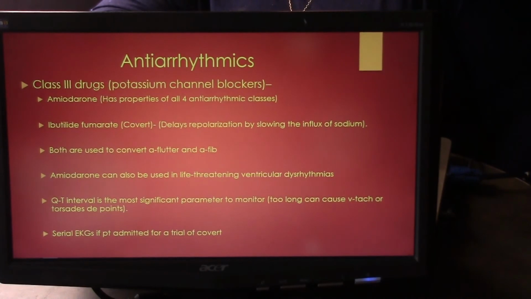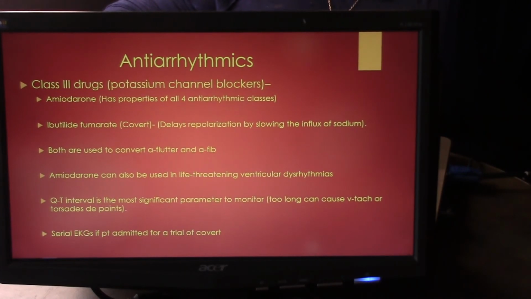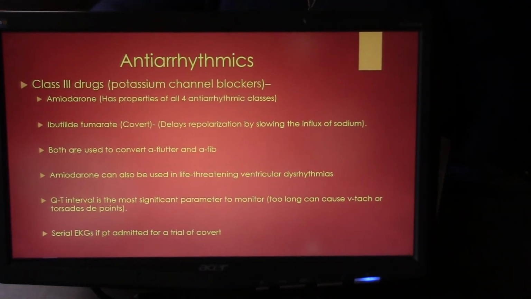Amiodarone is also used to convert atrial flutter and atrial fibrillation. It's commonly used in the open heart unit after a valve replacement. The reason for that is approximately 30% of patients who undergo either aortic or mitral valve replacement convert into atrial fib, and so it's used for a short time to convert that patient back. Again, that's a witnessed AFib, not an unwitnessed AFib.